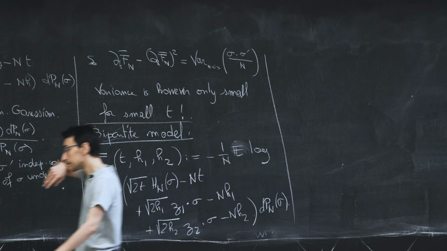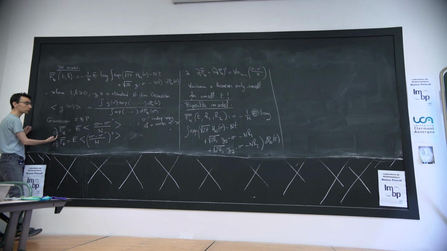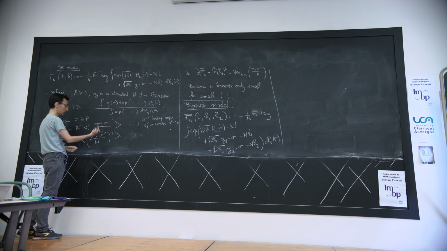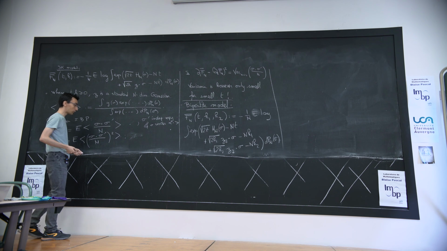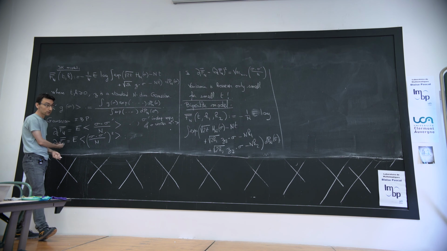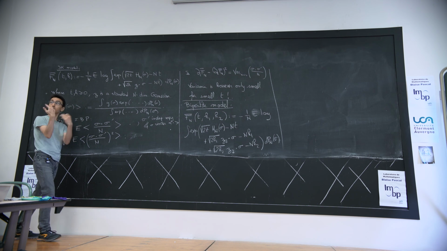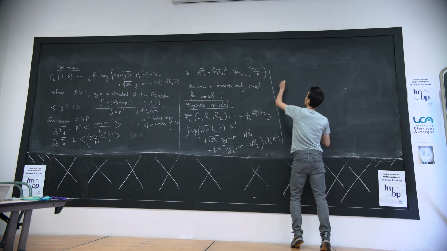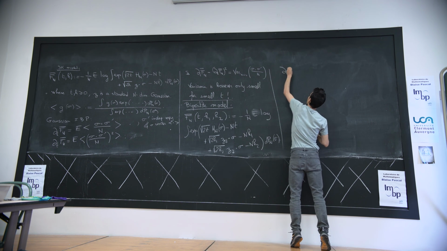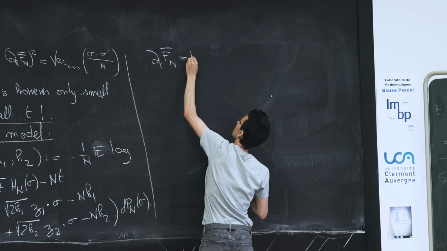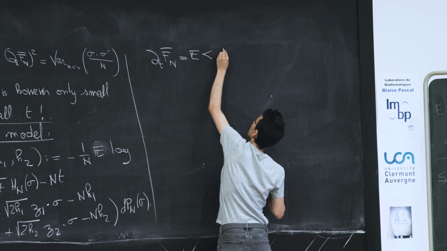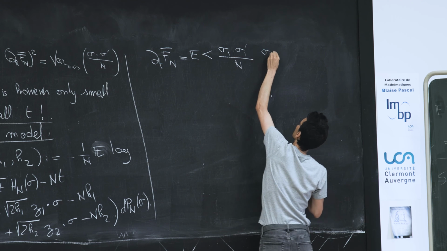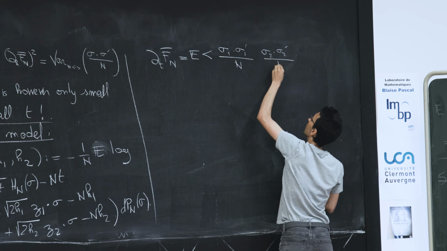Okay, and how does it change then? Well, when you differentiate with respect to h1, you'll find the scalar product between sigma 1 and sigma 1 prime, and likewise for h2 with sigma 2 and sigma 2 prime. And when you differentiate in t, you will find, instead of the square, the product of these scalar products. So dt of fn bar equals the expectation of sigma 1 dot sigma 1 prime over n, times sigma 2 dot sigma 2 prime over n.